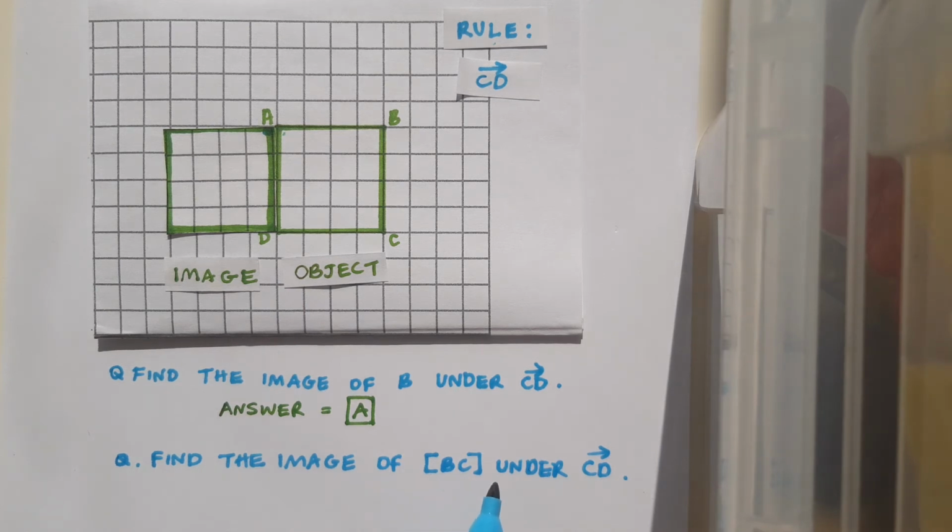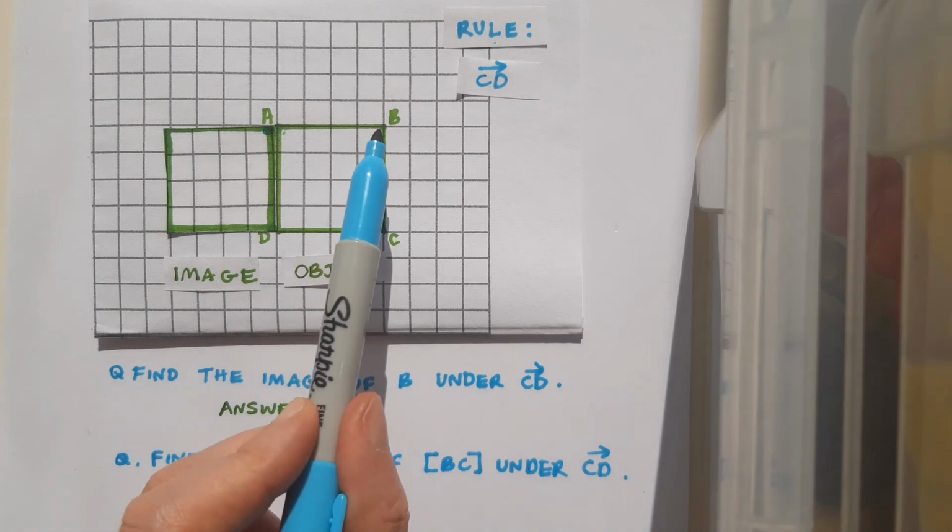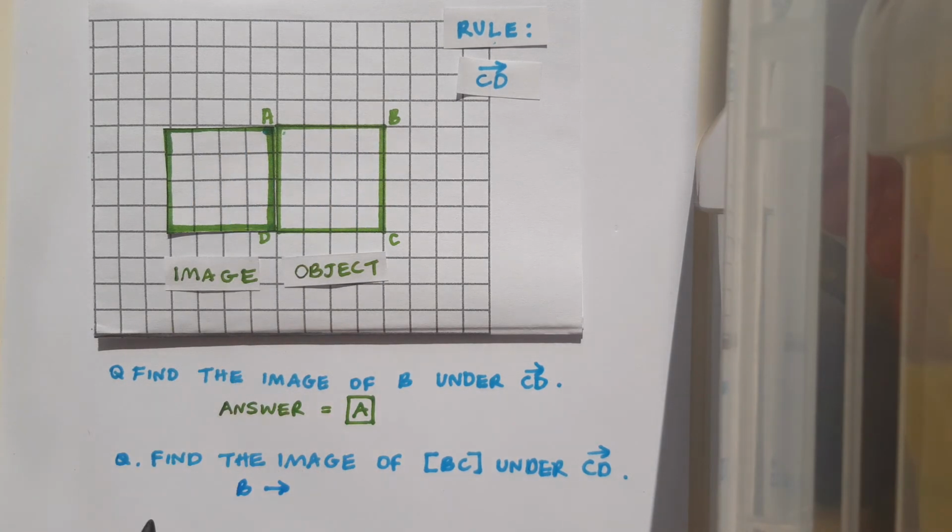When I want to move the line segment and show my work, what I'm going to do first of all is split up the line segment into its separate vertices. So I'm going to split it up into B and C and move them separately. So where did B move to? Well, we just realized a moment ago that B moved across to A.